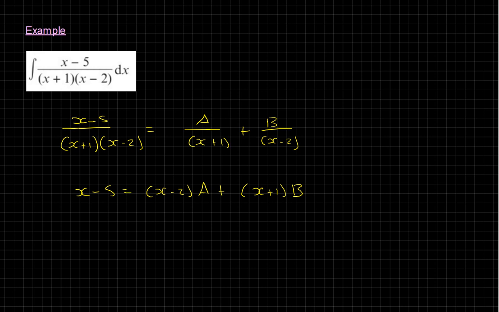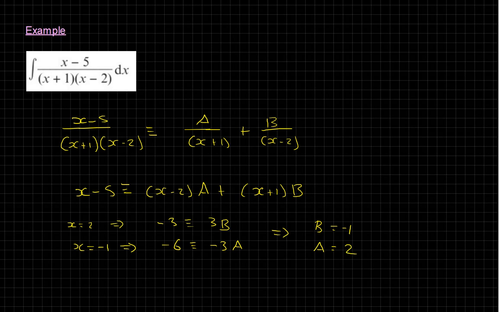Let's substitute in some reasonable values for x. Remember, this is technically an identity, isn't it? We're saying this is always the same, so it doesn't matter what the value of x is. So let's try x equals 2. When x equals 2, that implies the following, and when x equals minus 1, that implies the following, and altogether we then get b equals minus 1 and a is equal to 2.